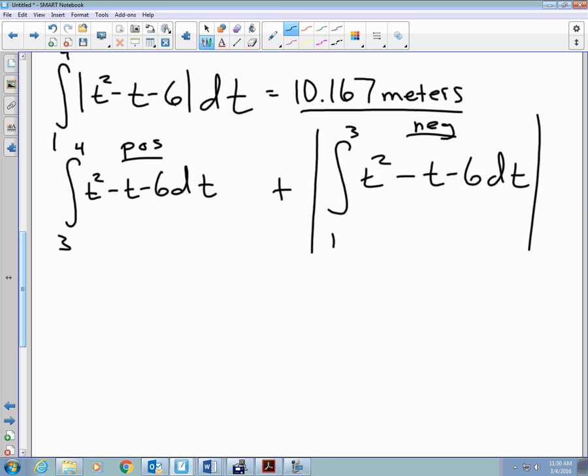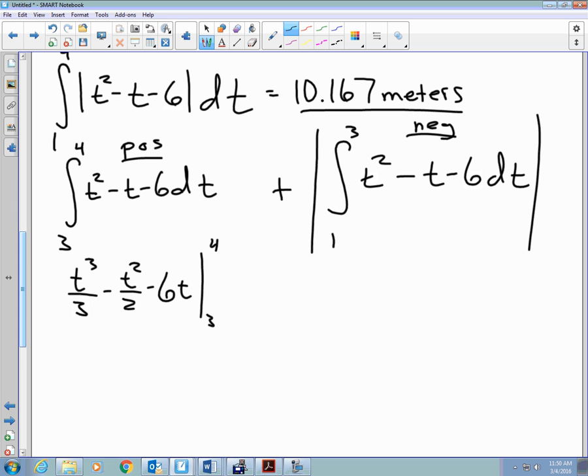Yeah, you could do that as well since you know it. Yep, exactly. So we are going to cheat and use our calculator a little bit because otherwise I'm afraid we're going to run out of time. We'll do t to the third over 3 minus t squared over 2 minus 6t, and we'll evaluate that at 4 and 3. Yep, so I'm doing this right now.